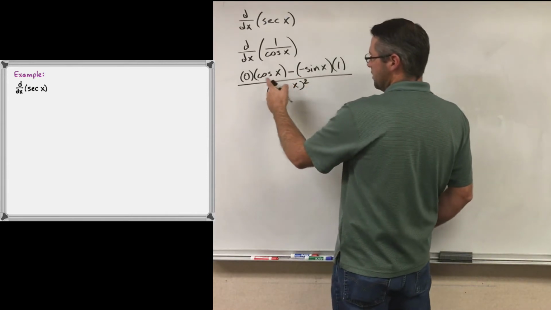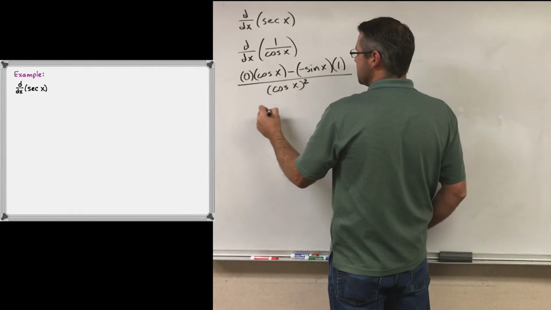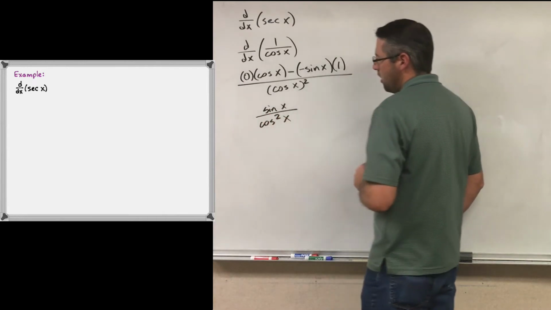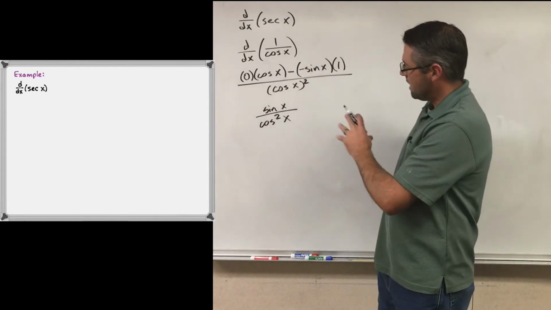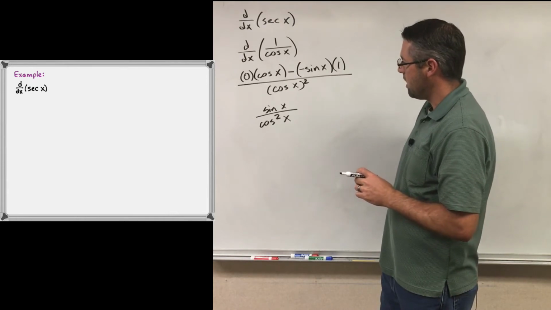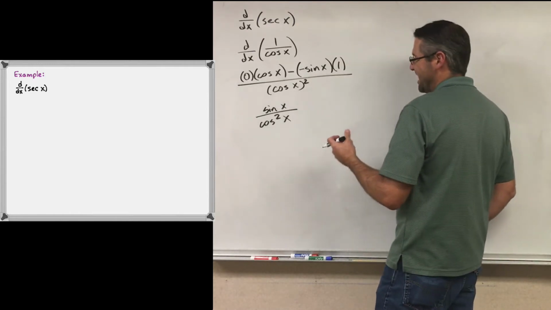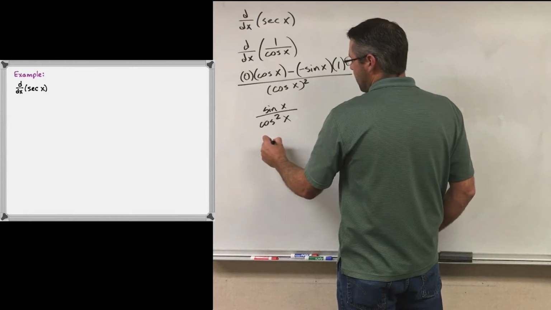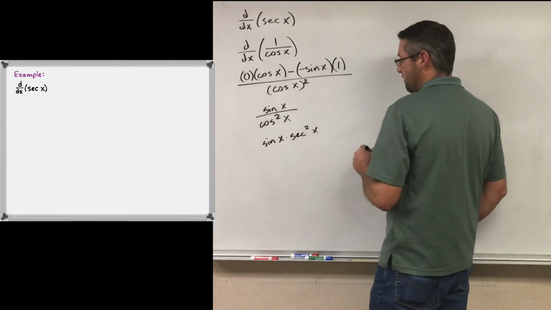So we can simplify this a little bit. Obviously 0 times cosine cancels out. Negative times negative sine times 1 is just going to be sine of x on top, and we have cosine squared x on the bottom. So that is the derivative of secant. But that's not the standard way of writing it. We want to be able to simplify this so that it is not a result of a quotient, a fraction, that it's a result of multiplication instead. So we would write this as sine of x times secant squared of x. So that's one way of writing it.